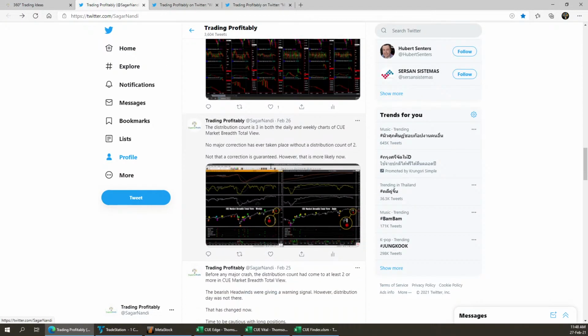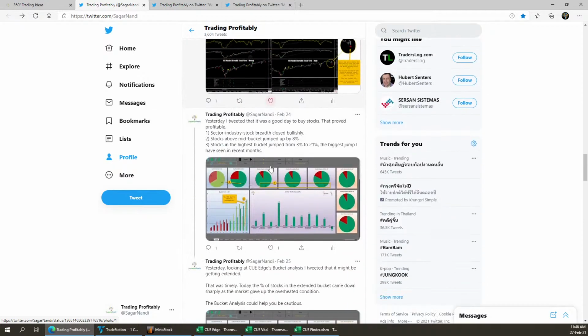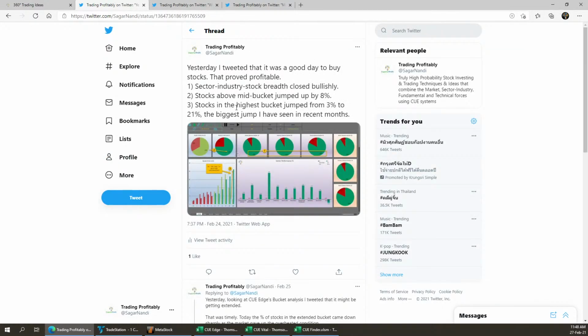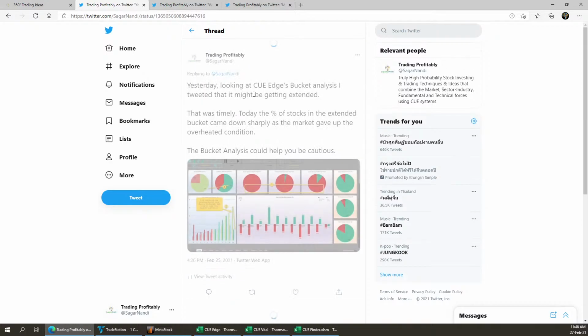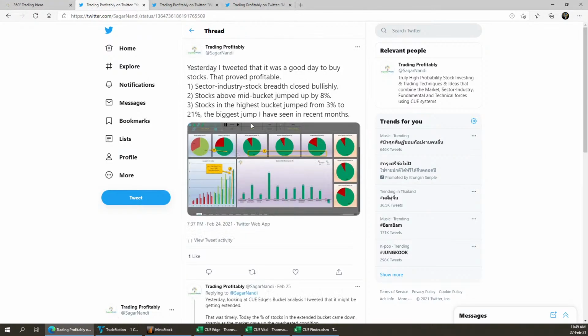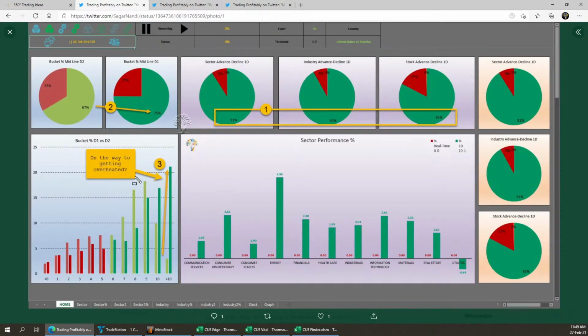Twitter doesn't make it very easy to search. Let's see. This one. Yeah, this was the first. On 25th, no, this one. This was the first one. Is it this one? Yes. I saw the percentage of stocks in the highest bucket.